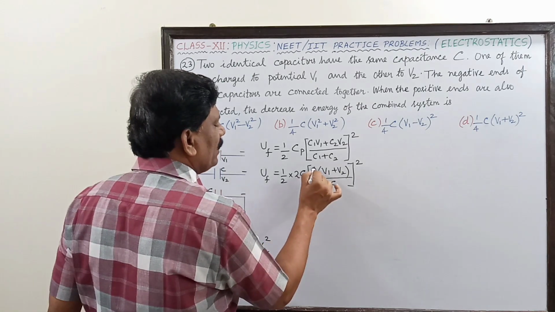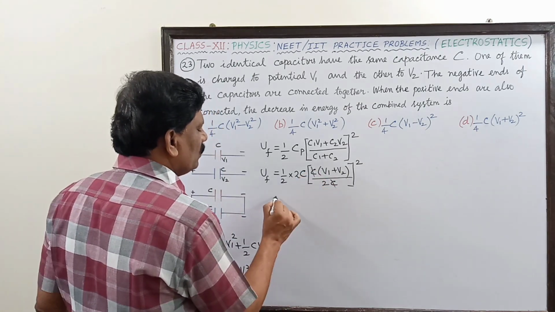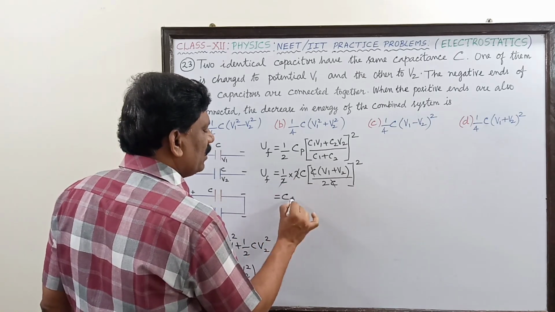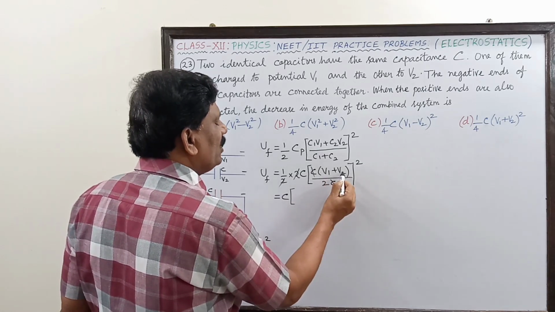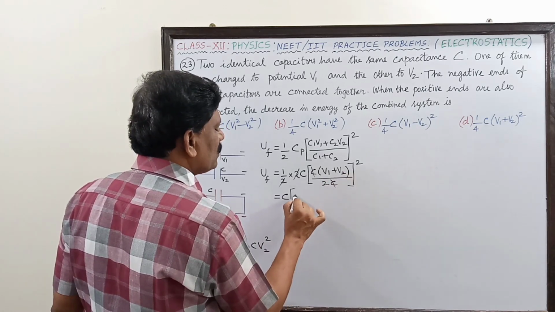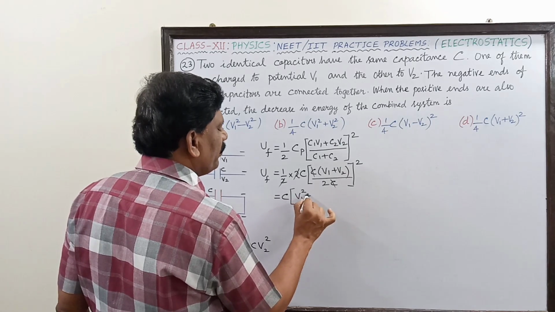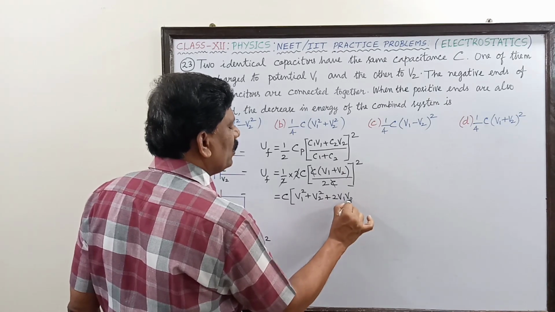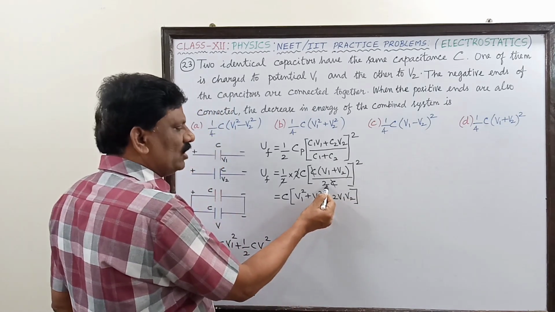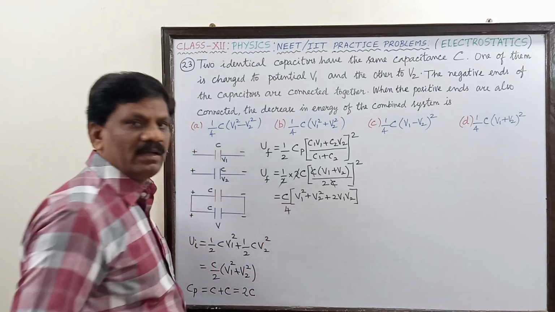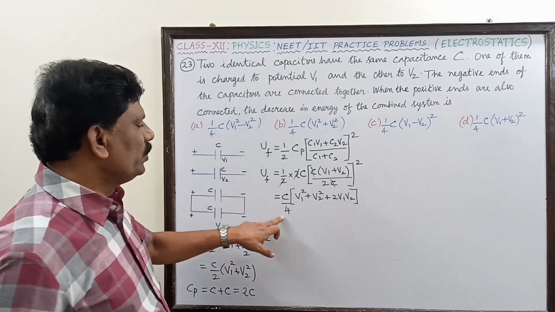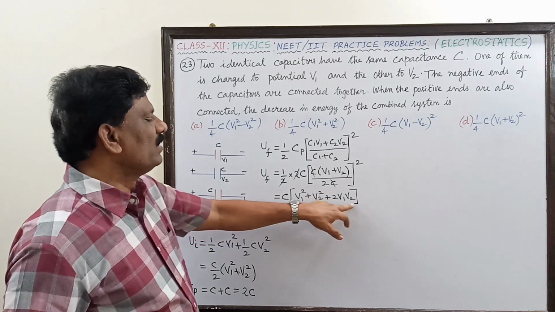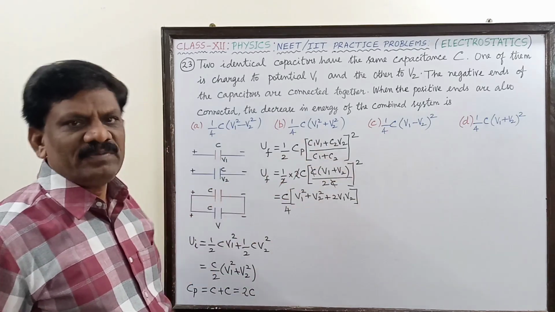Inside the bracket, now this C can be cancelled, and this 2 and 2 get cancelled. So this is equal to C into ((V1 plus V2) by 2) the whole square, so this is V1 square plus V2 square plus 2V1 V2, is it not? This denominator 2 square will come as 4. Understand that? So this is U final, C by 4 into (V1 square plus V2 square plus 2V1 V2), that's nothing but (V1 plus V2) the whole square only.